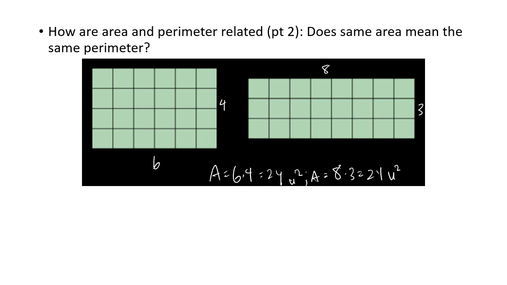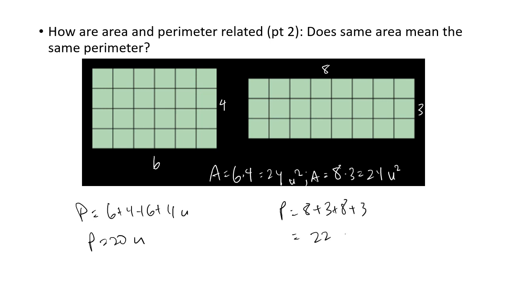But does that mean that the perimeter is the same? So if I add up these perimeters, then I get 6 plus 4 plus 6 plus 4, and so that equals 20 units. And then over here, if I add up my perimeter, I've got 8 plus 3 plus 8 plus 3. That's 2 times 11, so that's 22 units. So we can see that having the same area does not necessarily imply that the perimeter is going to be the same either.